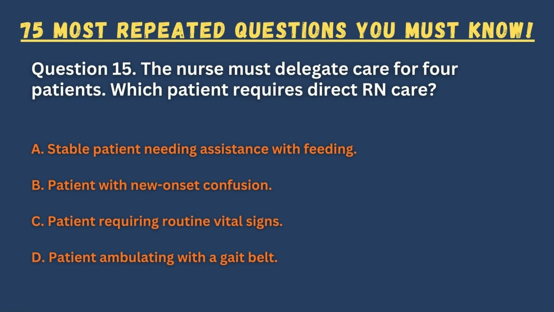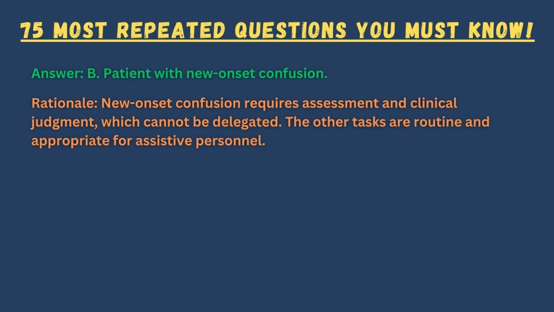Question 15. The nurse must delegate care for 4 patients. Which patient requires direct RN care? A. Stable patient needing assistance with feeding. B. Patient with new onset confusion. C. Patient requiring routine vital signs. D. Patient ambulating with a gait belt. Answer. B. Patient with new onset confusion.